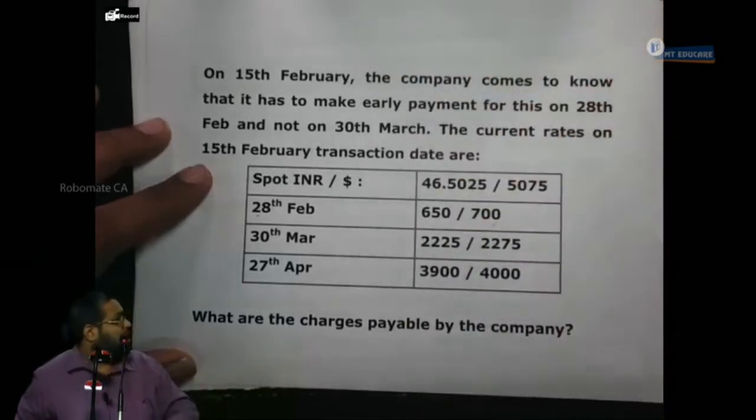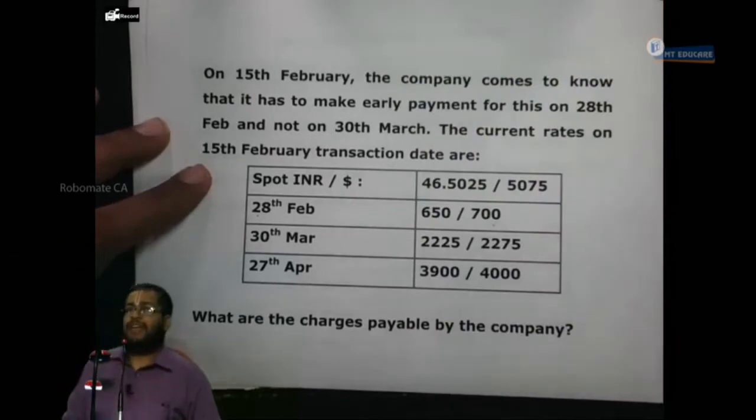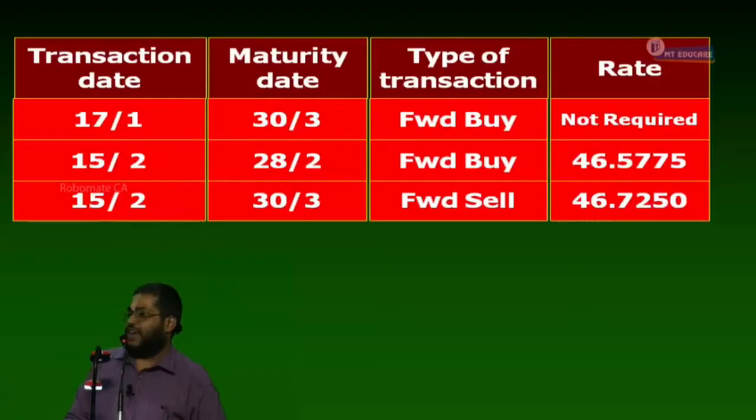Everybody, are you following or not? No. In that case, I am having 46.7250. Can I proceed or not? No. I'll say this is not required. I'll explain that once I complete the sum. Now tell me, buying at 46.5775, I'm selling at 46.7250. Is there a gain or loss to the customer?